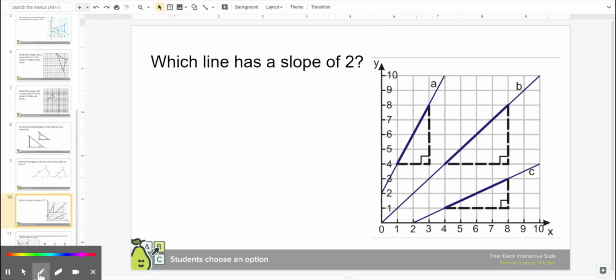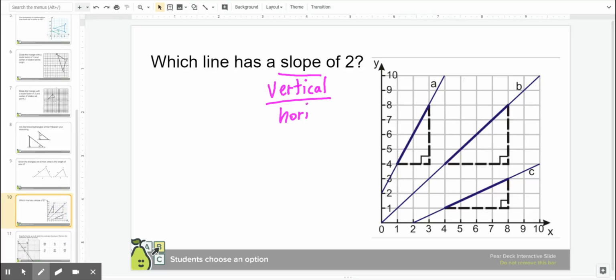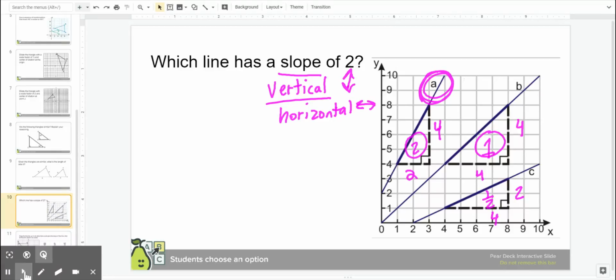All right, next one. Which line has a slope of 2? Remember that slope is going to be our vertical change over our horizontal change. Remember, vertical is up and down, horizontal is left and right. So which line has a slope of 2? So 1, 2, 3, 4. So that's 4 over 2. This is 4 over 4. That has a slope of 1. All right. And C, would it be 2 over 1, 2, 3, 4, which has a slope of 1/2. So A. Line A has a slope of 2.